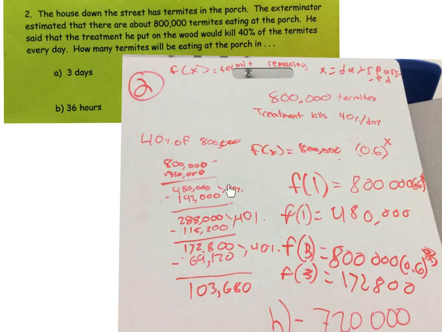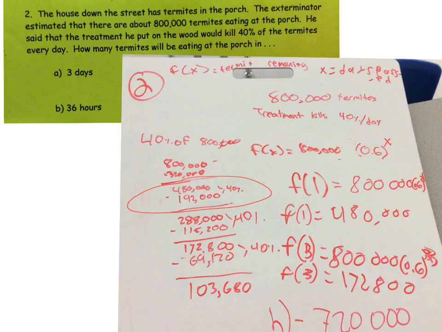So first they actually investigated the relationship to see if they understood how it was working. So they took 40% of 800,000 and found out that that was 320,000. So that would be the amount that they lost, which means that there would be 480,000 remaining. Then they figured out the next day, so this is 1 day later.